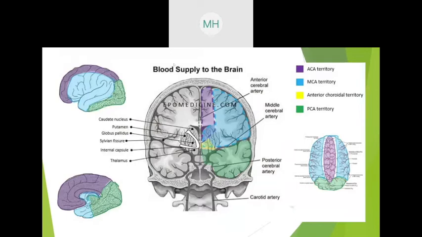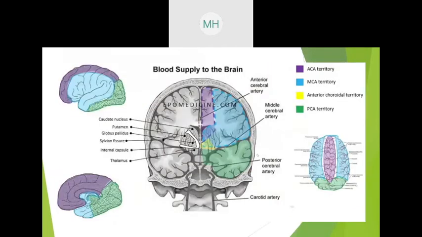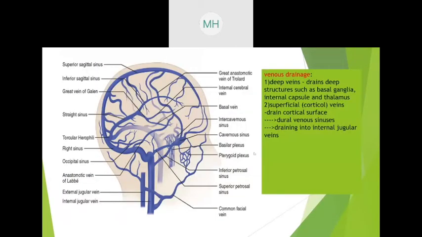This is the blood supply to the brain according to the region. So we can know if a stroke occurs in this patient, we can correlate with which artery is affected.